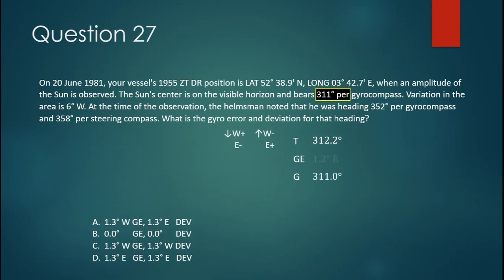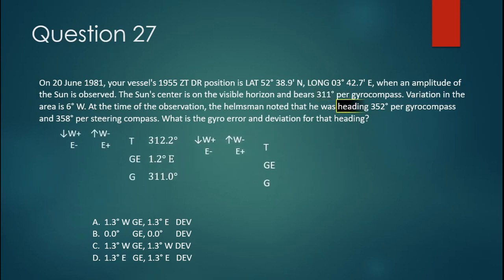Okay, from here we can get the gyro error of 1.2 degrees east. Looking at our multiple choice answers, we don't have a 1.2 east. We do have a 1.3 east. So just a little bit of rounding error there. Our heading is 352 per gyro compass, so we're going to apply 1.2 east and get a true heading of 353.2.